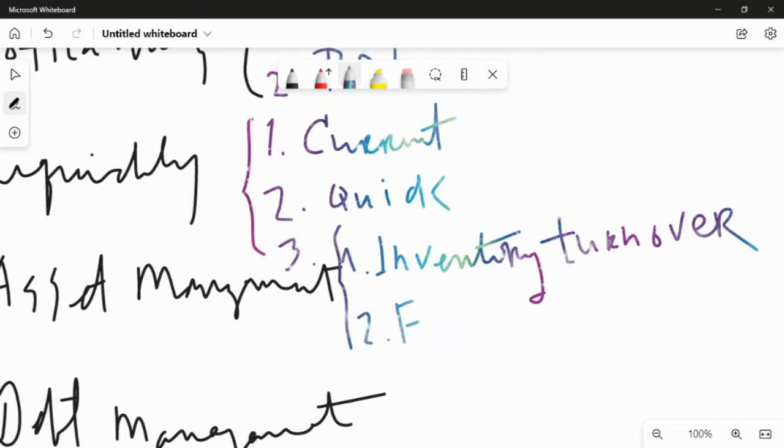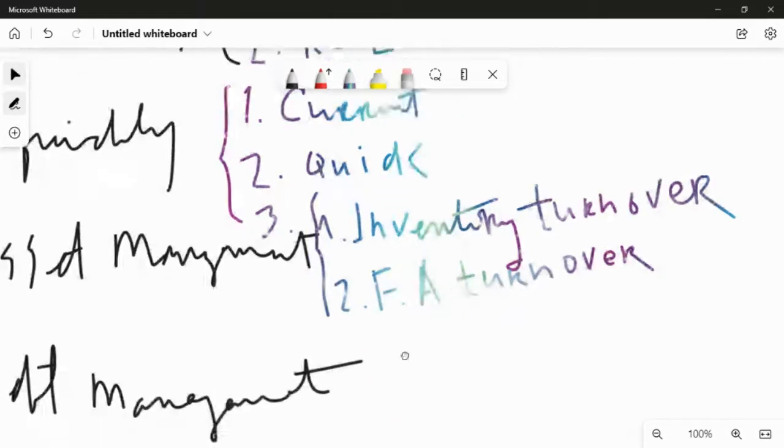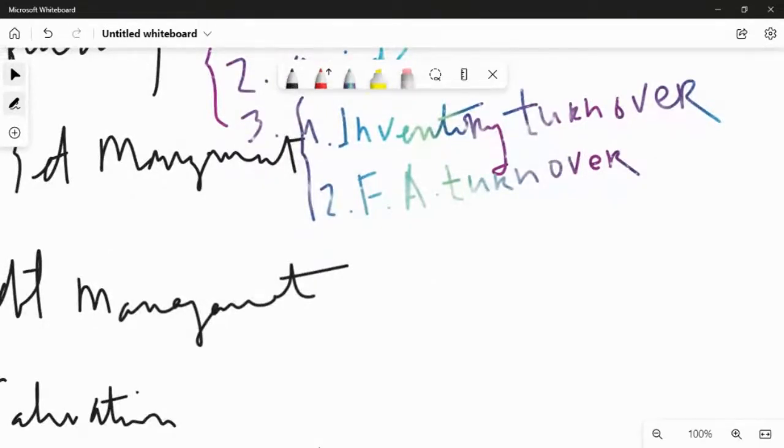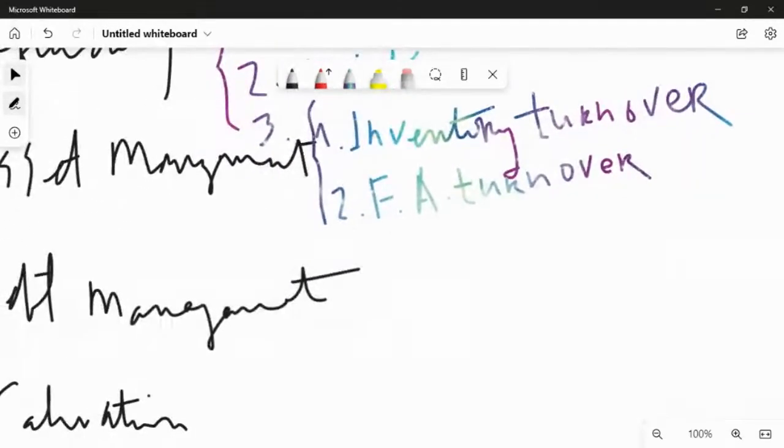Fixed assets turnover ratio. And in the debt management, there will be times interest earned.